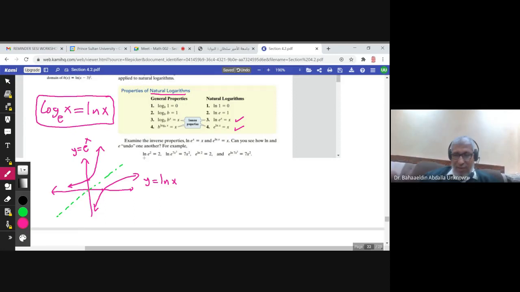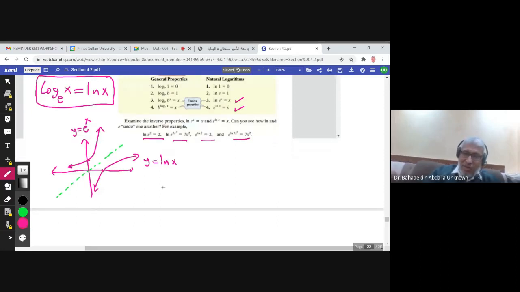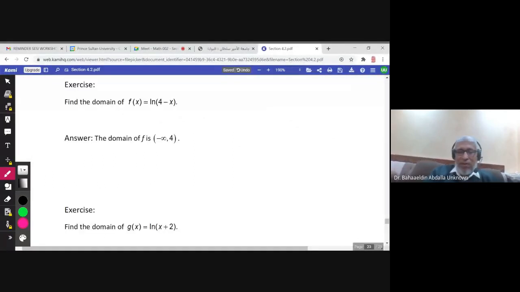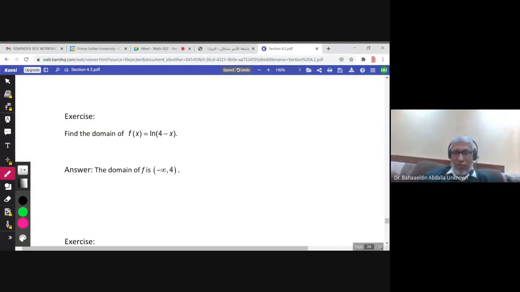Here, for example, ln e squared: ln and e cancel each other because they are inverses of each other, and you get 2. Here, ln and e cancel each other, and you get 7x squared. Here, e and ln cancel, and you get 2. e and ln cancel, and you get 7x squared. This is very important.